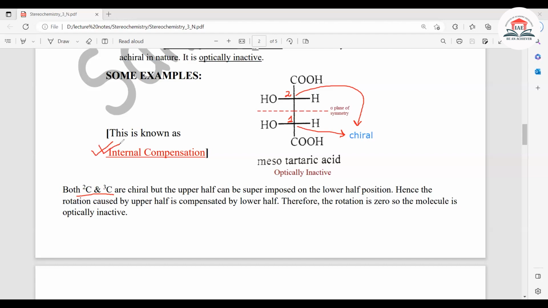When you have a racemic mixture, one will be the D isomer, another one will be the L isomer. In that case, the D isomer and the L isomer cancel out each other's rotation. Because it happens externally, that one is called external compensation. Okay. So now I will also draw the active form of this tartaric acid. This one is called Meso. The active form looks like this. COOH.